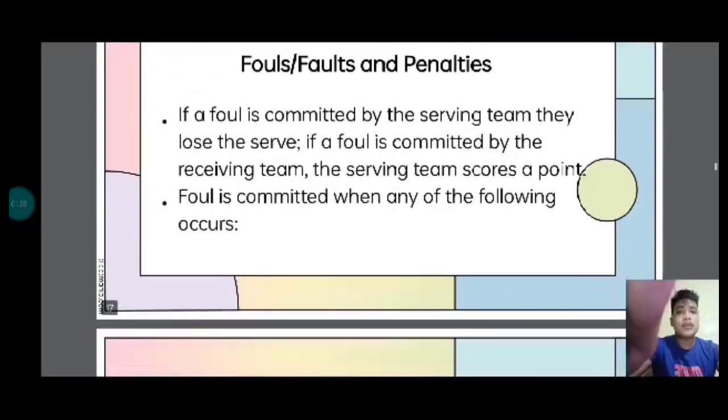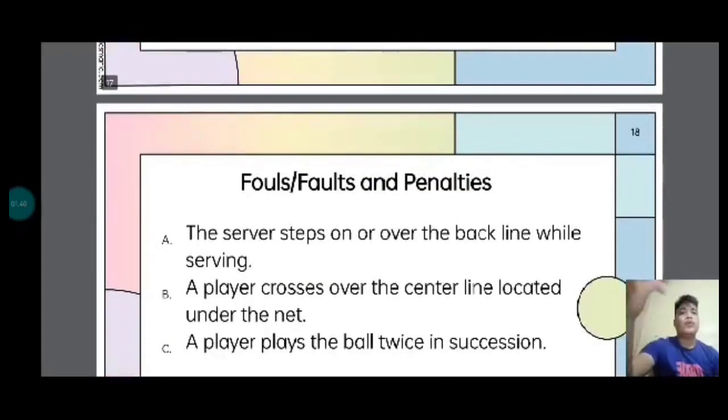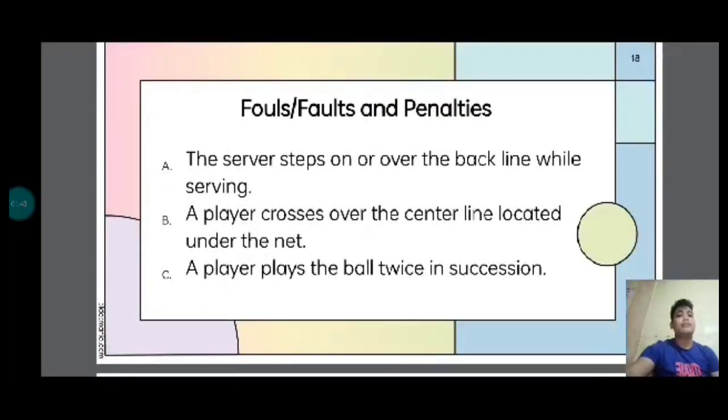Next, a foul is committed when any of the following occurs. Letter A or number 1: the server steps on the end line while serving. Again, as I was recently explaining, before you serve the ball, you should not step on the line in the free zone, because it is counted as a violation in playing the court. One more example is that you have to wait for the referee's go signal or the whistle, so you could serve the ball in time and, of course, without violating the rules and regulations of the game.